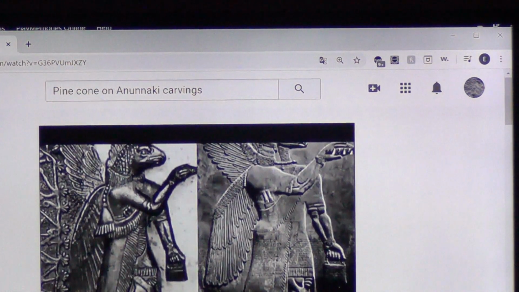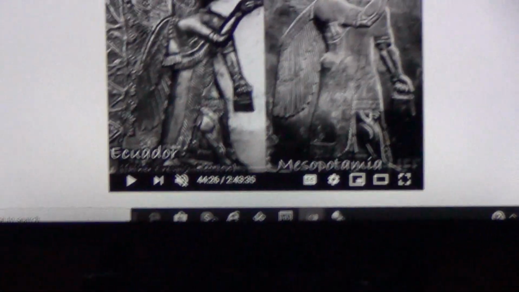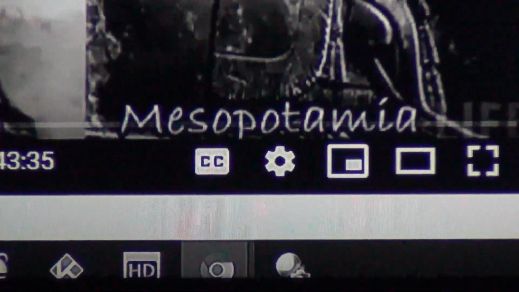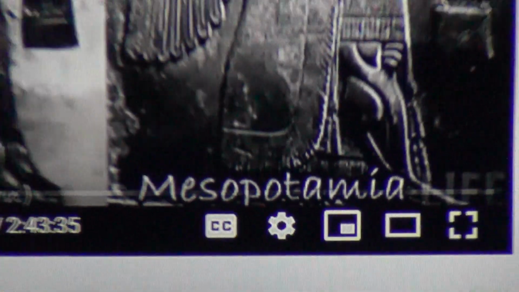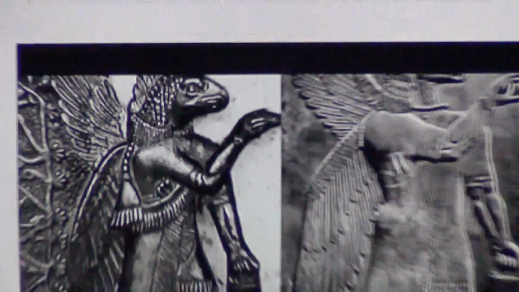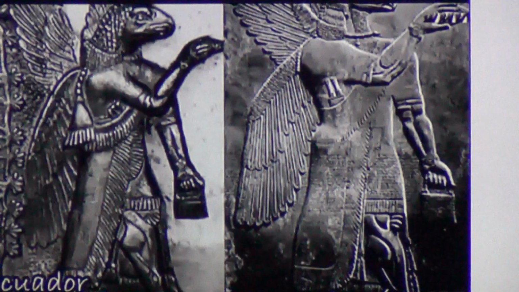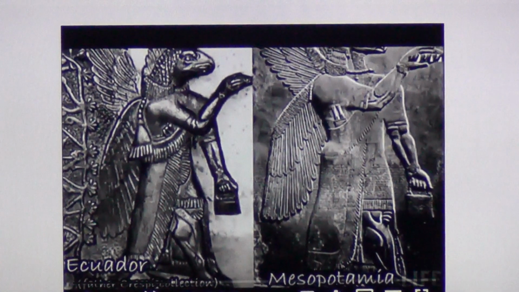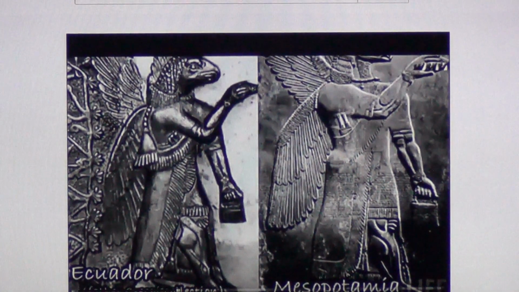See, look, one was found in Ecuador and the other one was in the Tayos Cave, look, with the pine cone in the hand, and the other one's in Sumerian. Check it out, pine cone in hand too. See, look, Mesopotamia. This is the one that was found in the Tayos Cave, given to the old priest in Ecuador, Father Crespi.